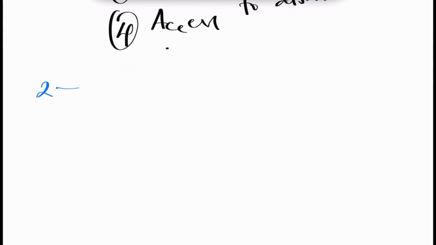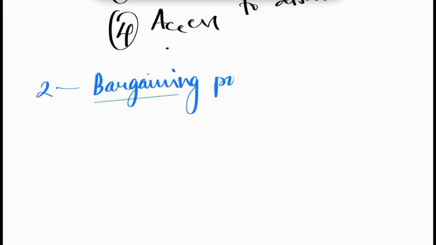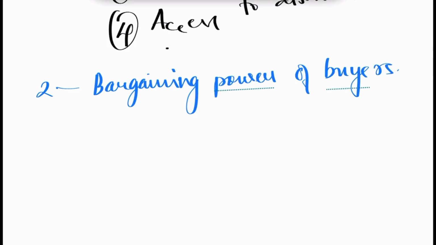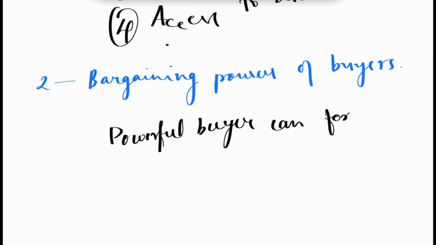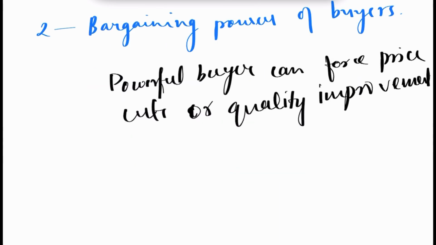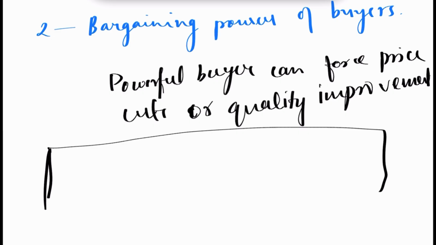Second one is bargaining power of buyer. Here the buyers have the bargaining power, which means that powerful buyers can force price cuts or quality improvement. I will give an example which will help you understand in a better way.